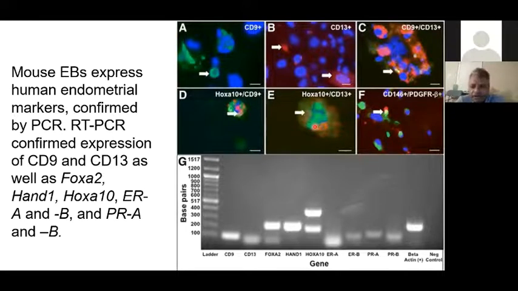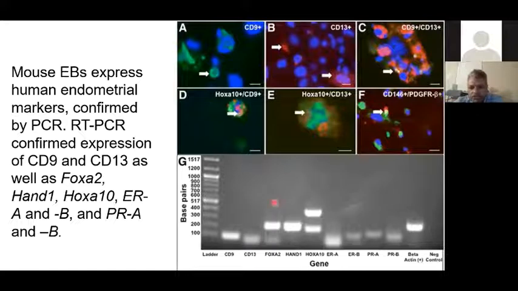Why we chose HOXA10: although CD9 and CD13 are markers of endometrial glands and stroma, they are also expressed by other cell types in the body, like kidney tubules. Therefore, in addition to CD9 and CD13, we also included other markers of embryonic development or uterine endometrial generation, which is homeobox A10, as well as these mesenchymal stem cell markers.